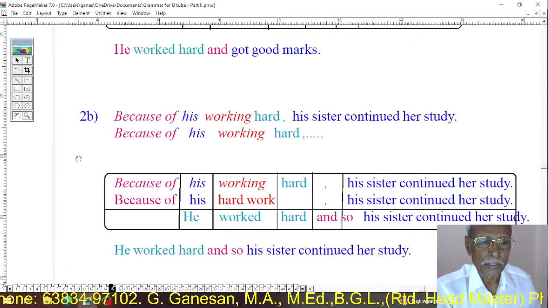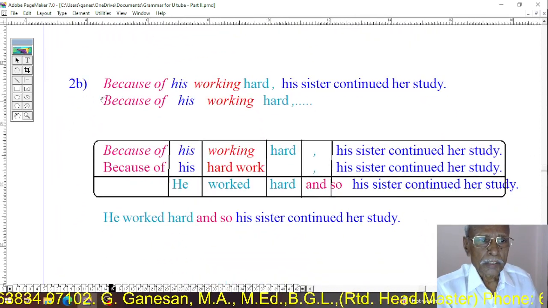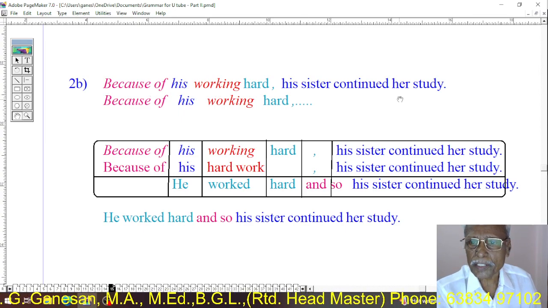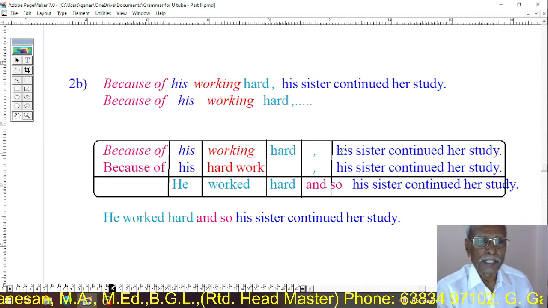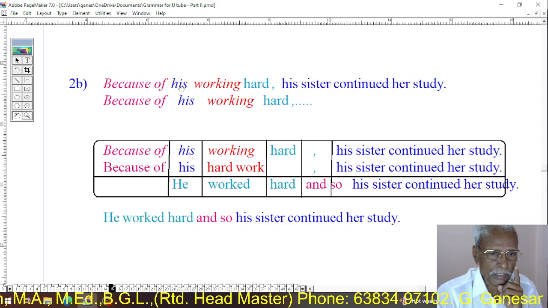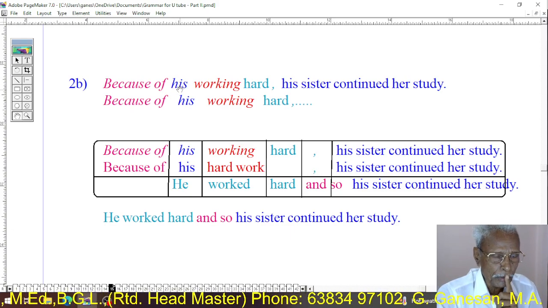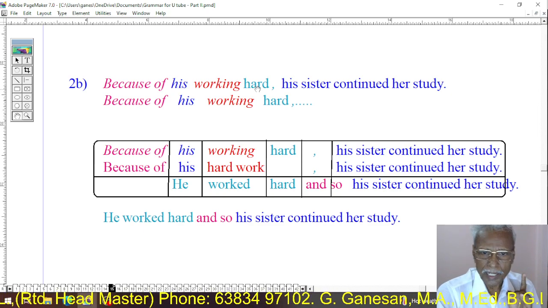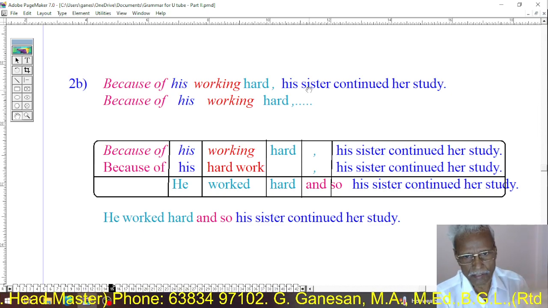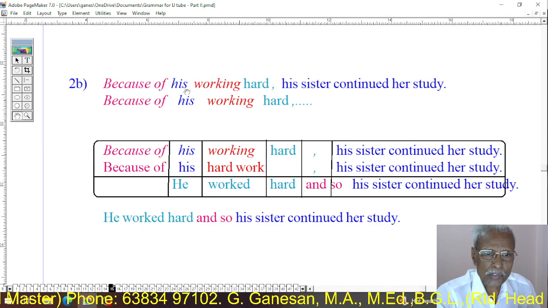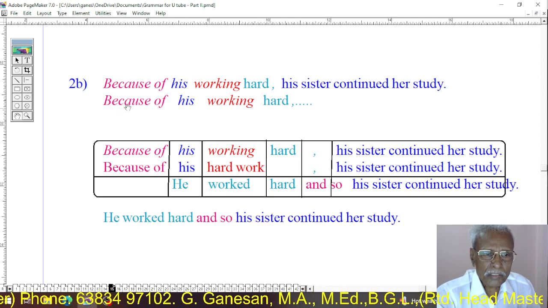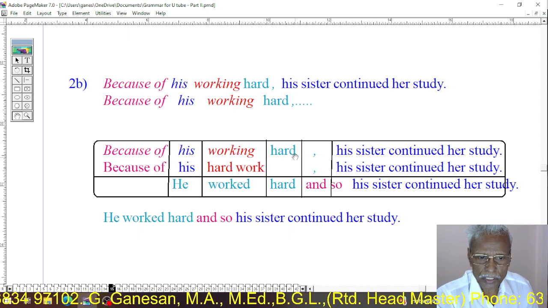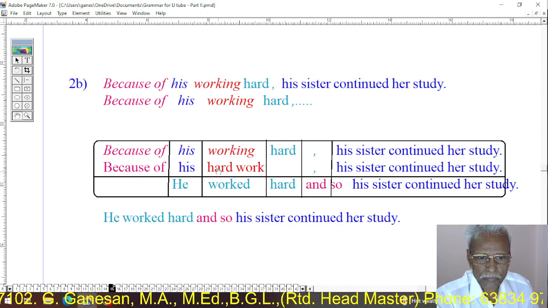Because he is working hard, his sister continued to study. Here, the subject in the possessive phrase and the subject in the main clause are different. So "because of his working hard" is the phrase. Because of his working hard, or because of hard work.